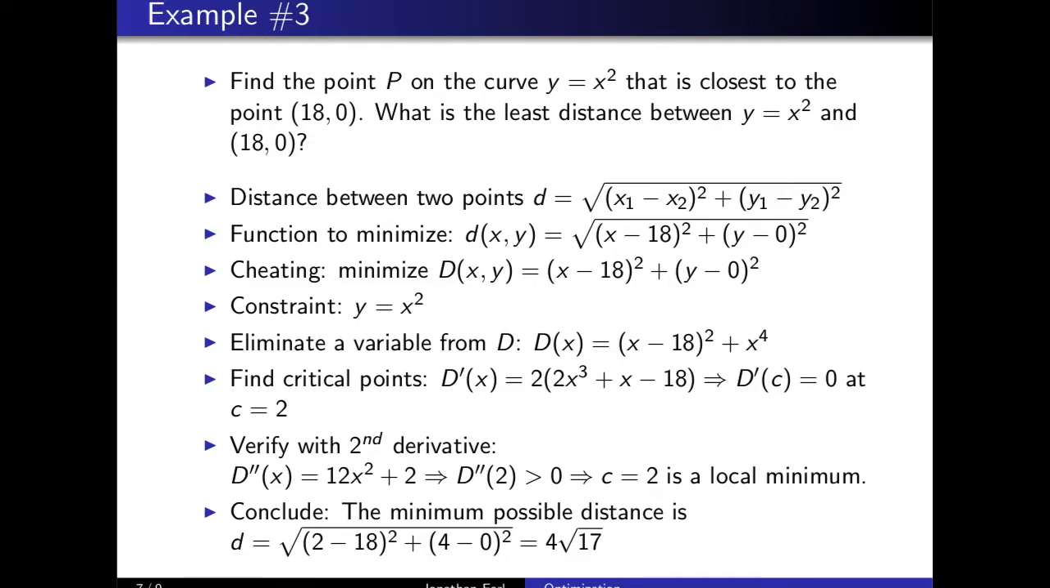Okay, so the next example that we have. So we're going to take a point P that's going to lie on the curve y equals x squared, and we want to find the point on that curve that's closest to the point 18, 0.